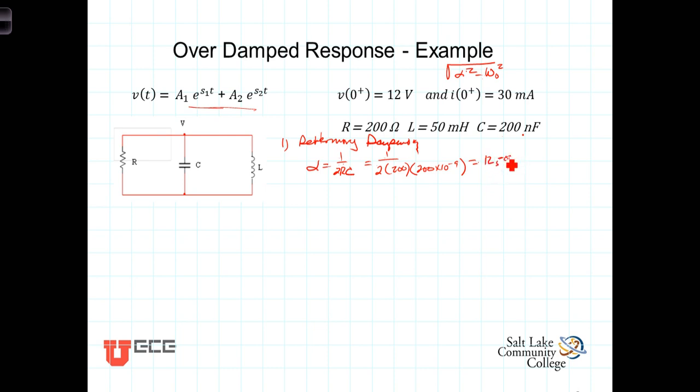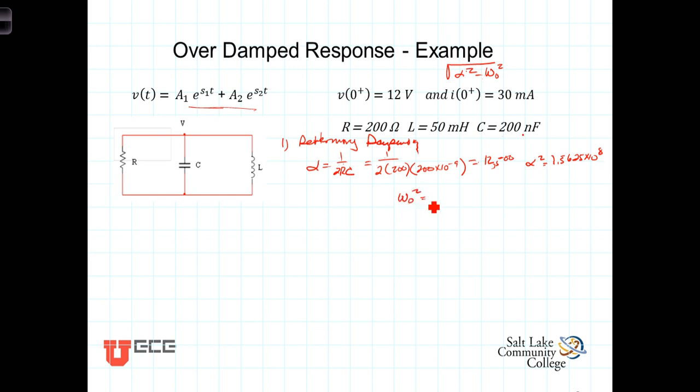12,500. Now, since we're going to need it, while you've got 12,500 in your calculator, let's go ahead and calculate alpha squared, which turns out to be 1.5625 times 10 to the 8th. So alpha squared is that.